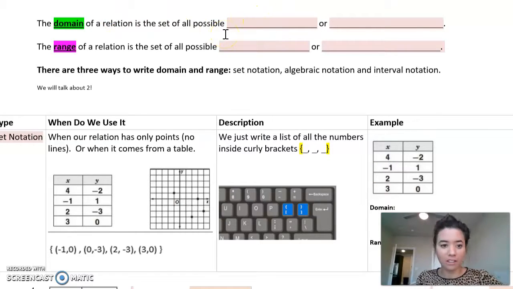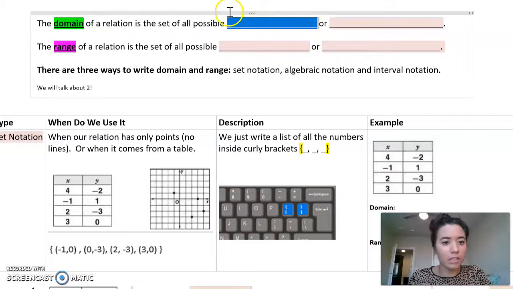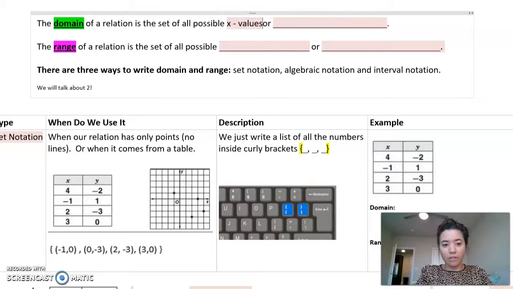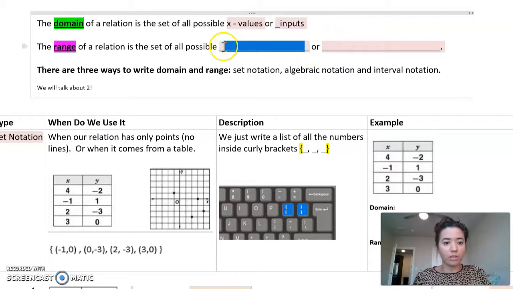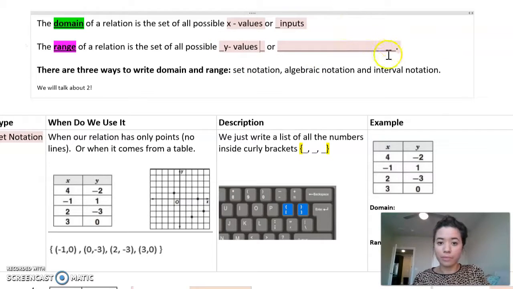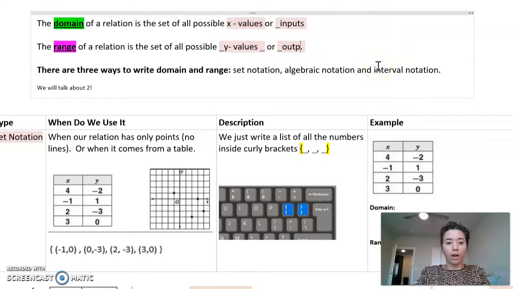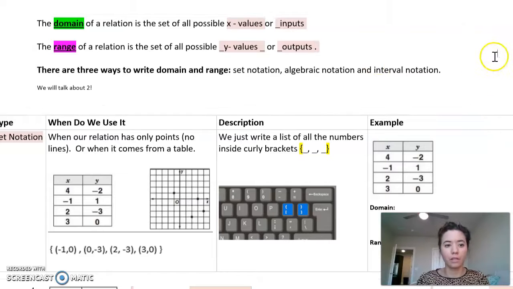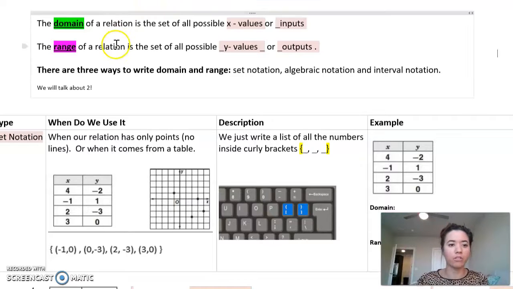Let's go ahead and start our next lesson. Today we're going to learn about the phrases domain and range. The domain of a relation is the set of all possible x values or inputs, where the range is all possible y values or outputs. So the domain is a new word we're using to say x values or inputs. Range, a new word to describe all y values or outputs.